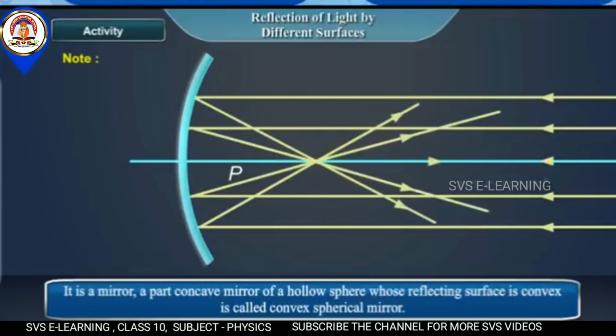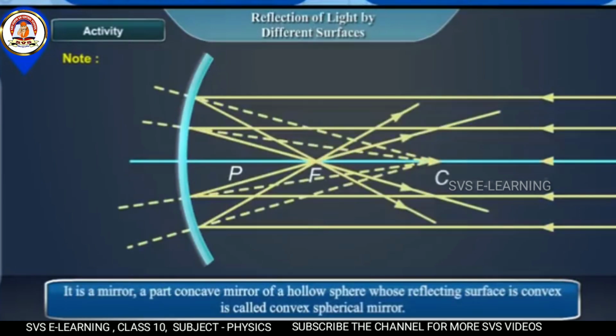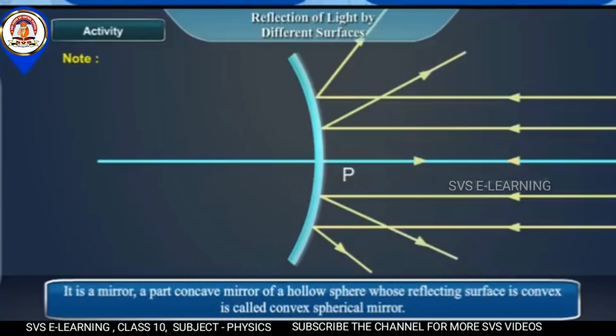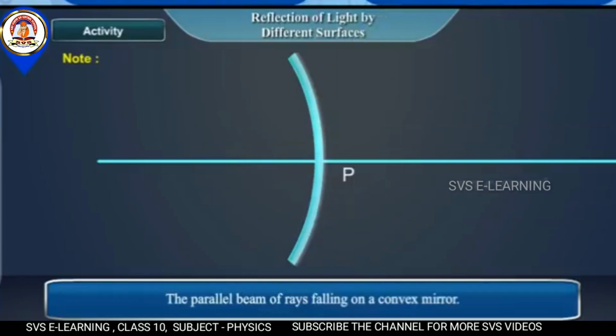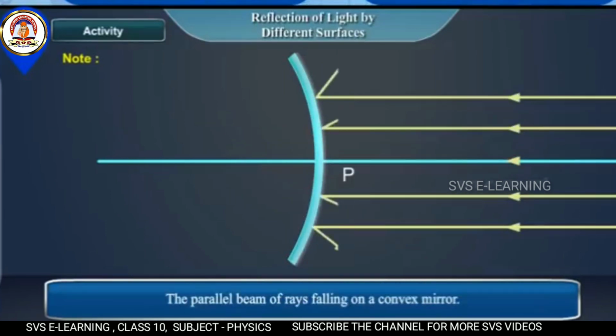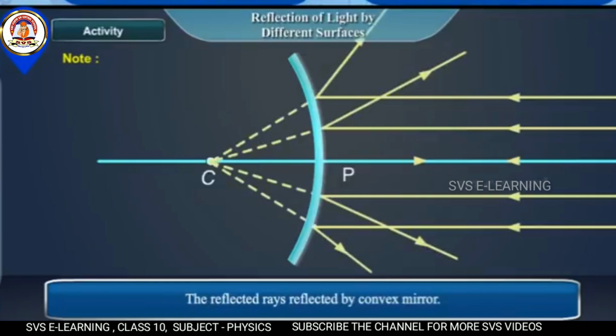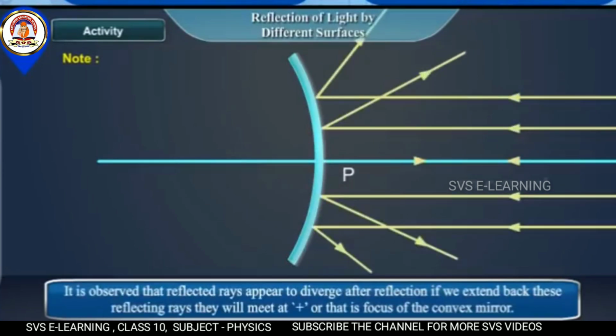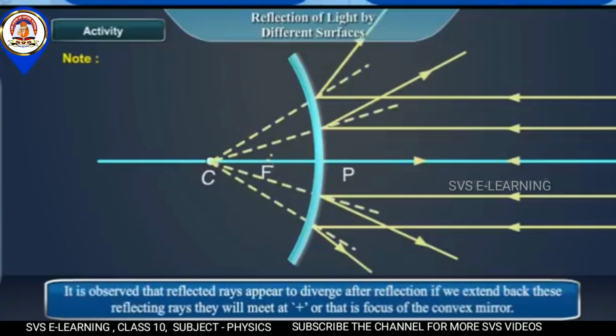A mirror which is a part of a hollow sphere whose reflecting surface is convex is called a convex spherical mirror. A parallel beam of rays falls on a convex mirror and is reflected by it. It is observed that the reflected rays appear to diverge after reflection. If we extend these reflected rays back, they will meet at a point, which is the focus of the convex mirror.